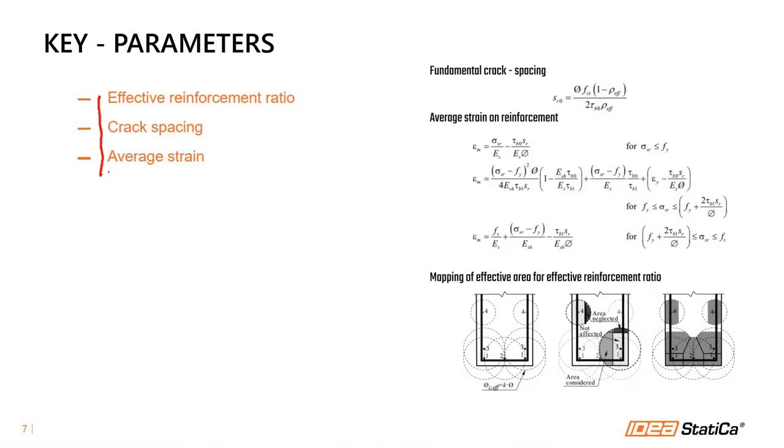Not two but three. The key parameters: effective reinforcement ratio, crack spacing, and the average strain that is basically linked with the reinforcement ratio. So in the first step, we need to have some algorithm that will be mapping the number of the reinforcement rebars and also the effective tensile strength in the vicinity of the reinforcement rebars.